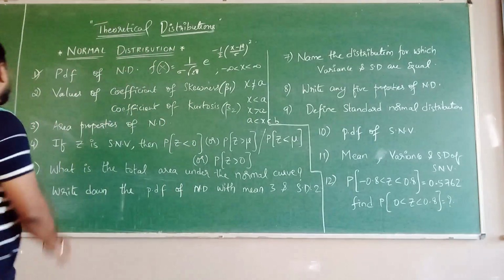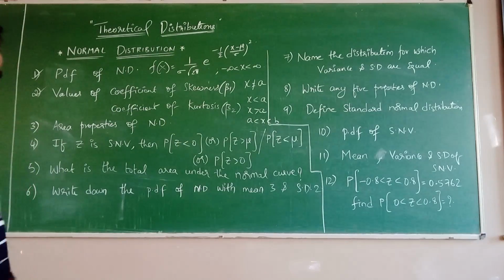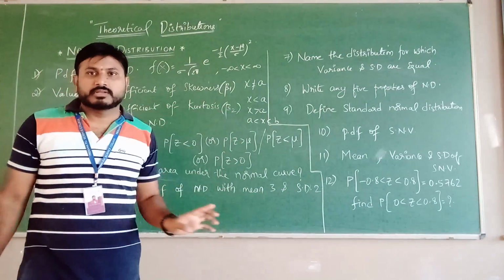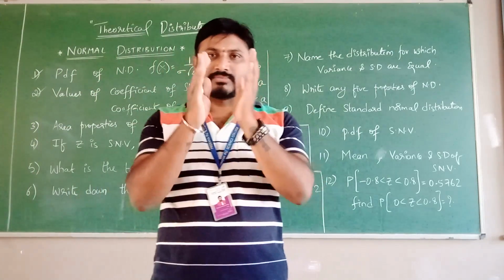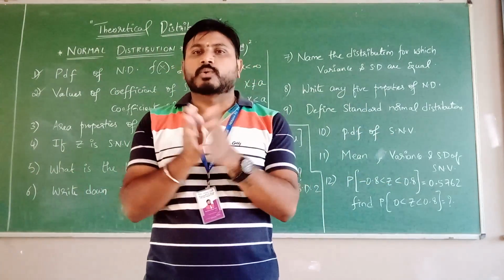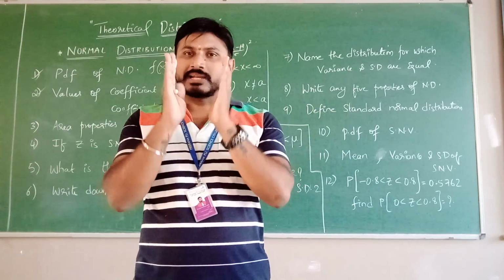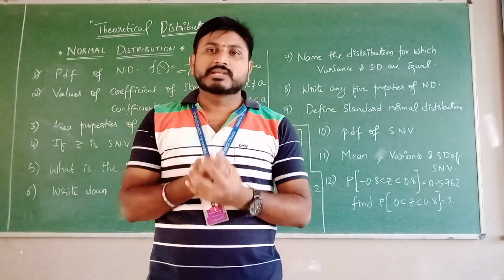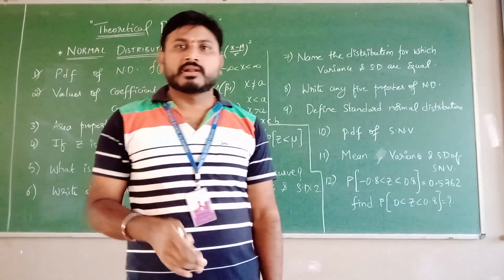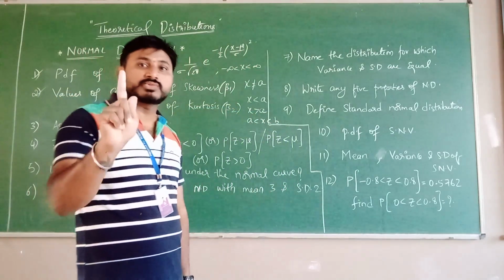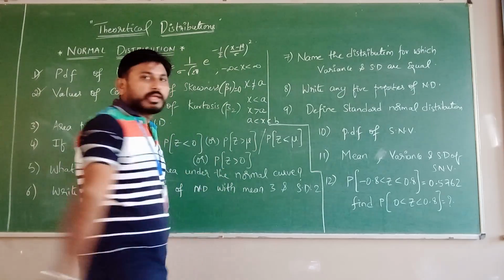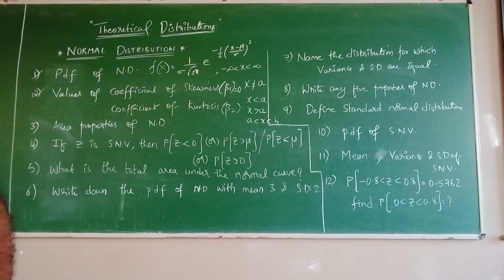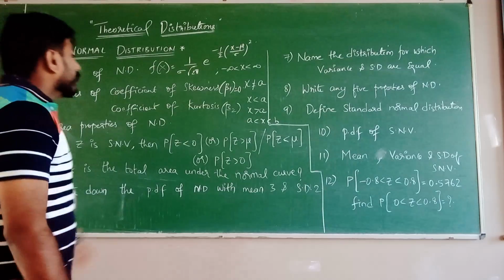Do you understand? Next. Question number 2, a frequently asked question: values of coefficient of skewness and coefficient of kurtosis. You know the concept of skewness, right? We have either symmetrical, or positively skewed, or negatively skewed. Normal distribution lies in a symmetrical curve. Whenever it is symmetrical, what is the value of beta 1? Exactly equal to 0. Beta 1 value is exactly 0. You understand, guys?